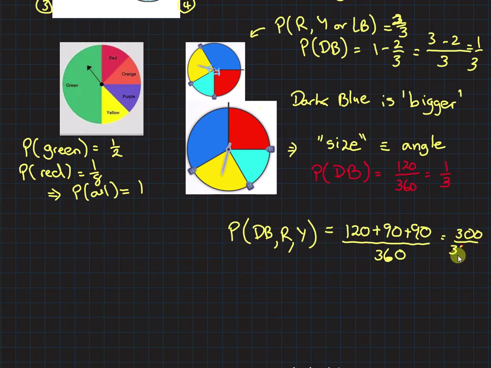And if I want to work out the light blue, I can do that as a 1 subtract what's needed to turn 300 into an angle of 360.